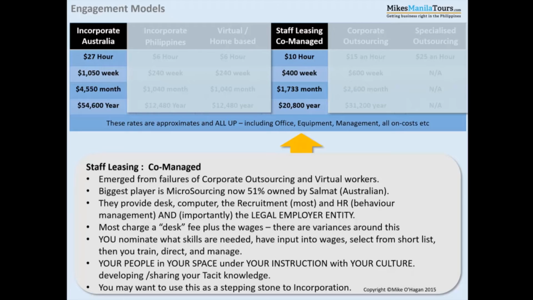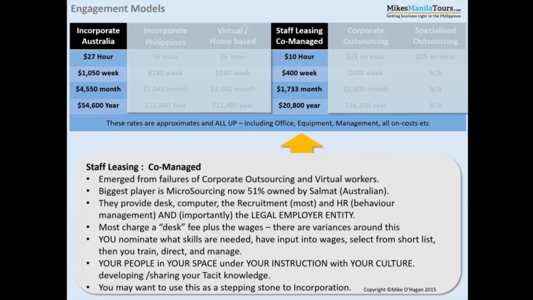What they do is that they provide the desk, the computer, most of them will do recruitment for you, and they all provide HR, which is just the behaviour management. So if there's a problem with the staff being unreliable, then their HR manager will step in. They need to do that because the industrial relations laws make them responsible. And importantly, very importantly, they supply the legal employer entity.